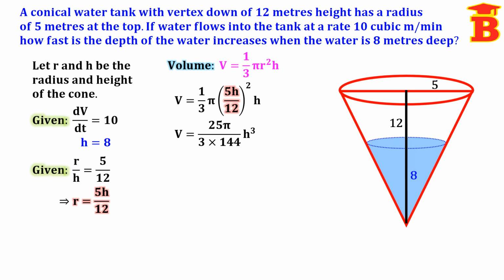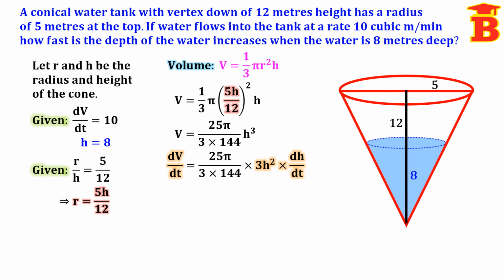Now differentiating this, dV by dt equal to, this constant is the same, we have to differentiate h cube, that is 3h square into the differentiation of h, dH by dt. We are differentiating with respect to t. So we have to write into dH by dt.